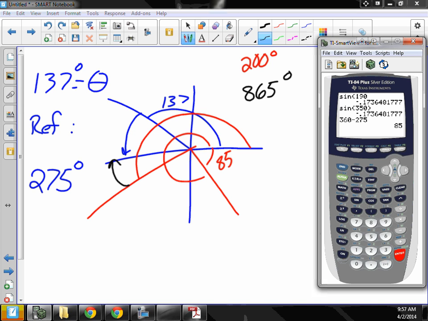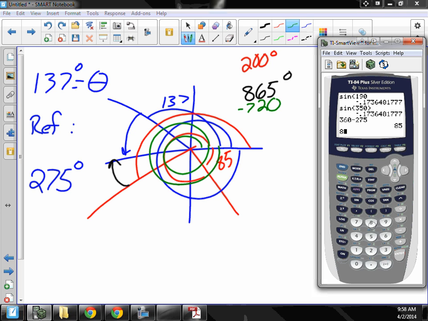All right, let's give you a hard one. 865 degrees. Let me use a different color. How many is that? 360, 720. So if I subtract 720, 865 minus 720 is 145. Where does 145 land? Quadrant 2, so 145 is there. How much more do I need to reach the x-axis? So 180 minus 145. Reference angle would be 35 degrees.